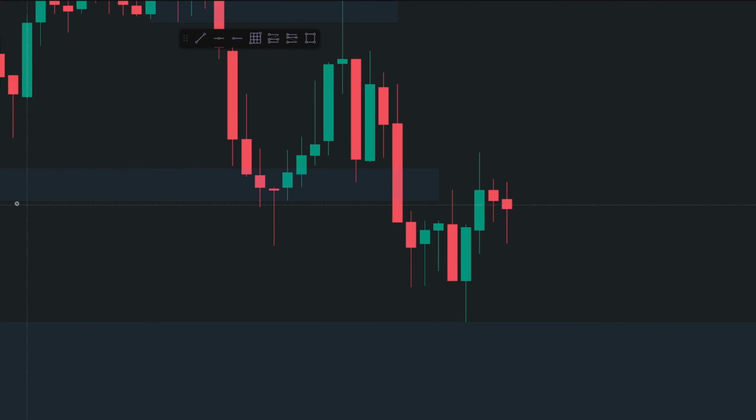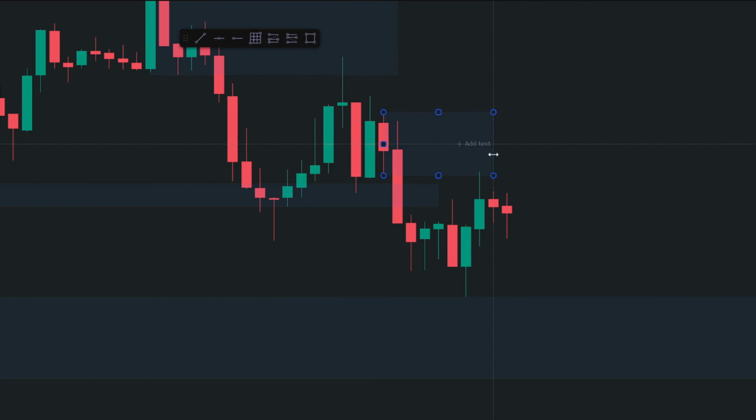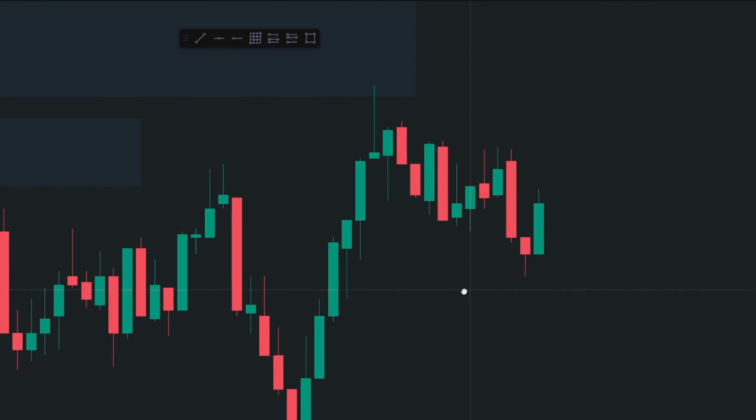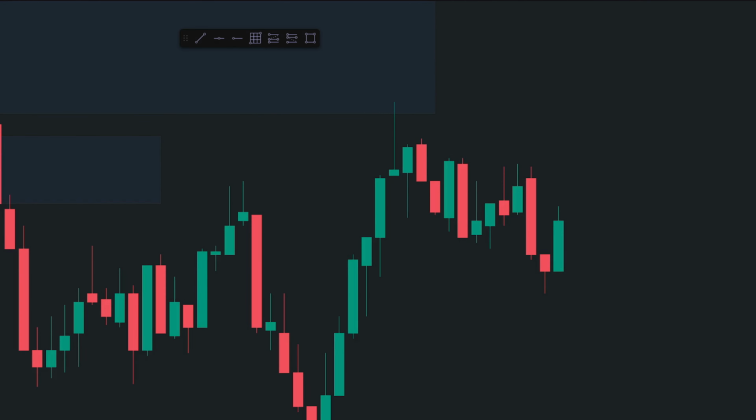In this example, on the 5-minute chart, price touched this bearish order block. Then, on our entry time frame, after this touch, we can enter using the change of character and this fair value gap within the order block.